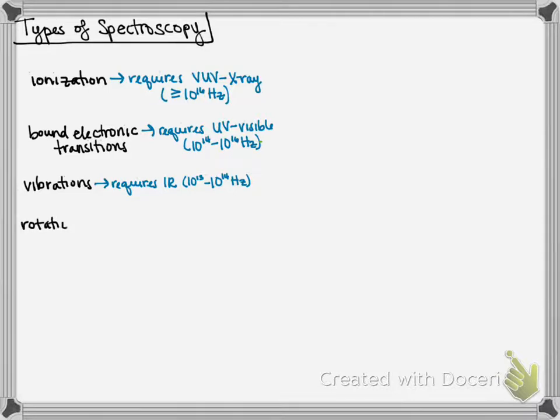And we can also measure rotations. Rotations are going to require microwaves through far infrared. Far infrared is low energy infrared light, so this is going to be frequencies on the order of 10 to the 9th to 10 to the 13th hertz. So we can see that rotations are really, really small energies, vibrations are bigger energies, and electronic transitions are even bigger energy transitions.